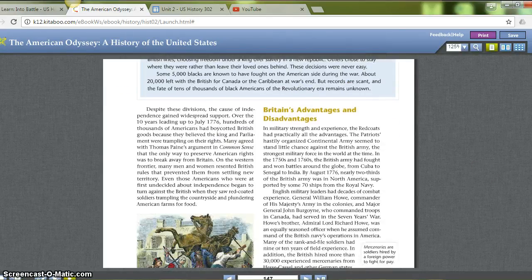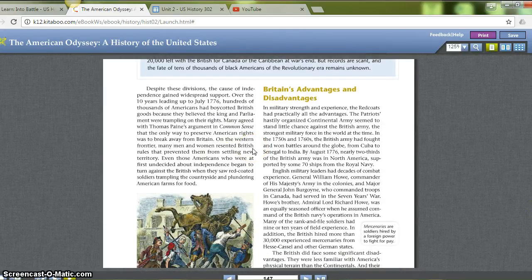Despite these divisions, the cause of independence gained widespread support. Over the 10 years leading up to July 1776, hundreds of thousands of Americans had boycotted British goods because they believed that the king and Parliament were trampling on their rights. Many agreed with Thomas Paine's argument in Common Sense that the only way to preserve American rights was to break away from Britain.